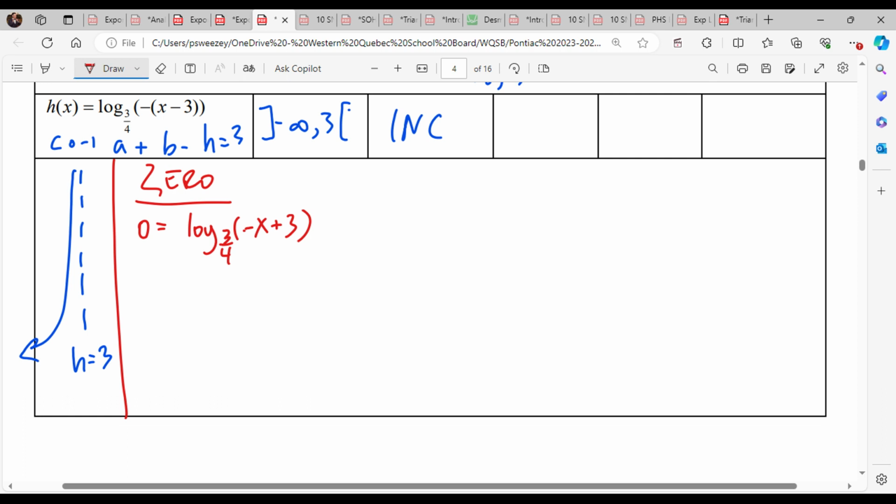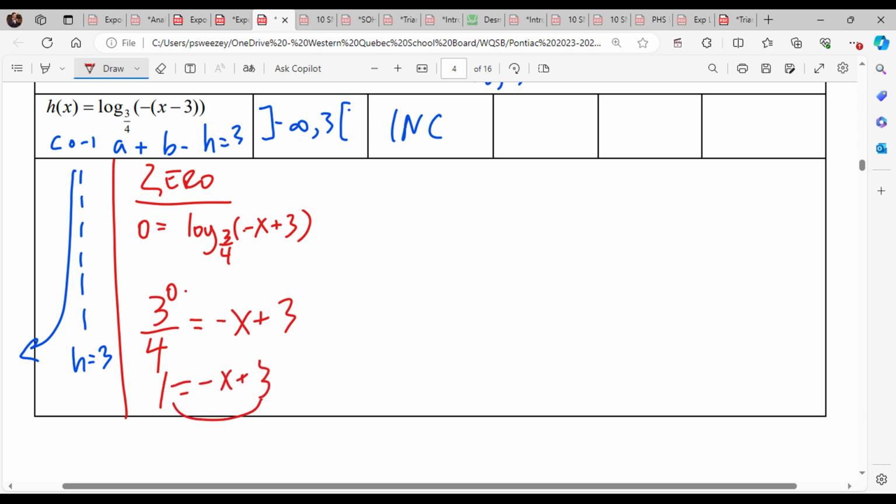So if this is 0, a is gone and k is gone, this is where we switch to exponential form. We didn't have to move anything around. We've already isolated it. So right now, the output, that 0, is our power. The base is still the base, to the power of 0 is equal to negative x plus 3. So in terms of solving it, 3 over 4 to the power of 0 is 1. So 1 is equal to negative x plus 3.